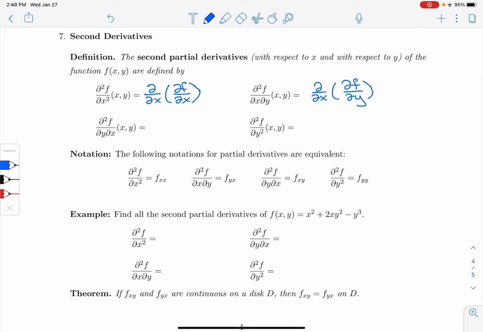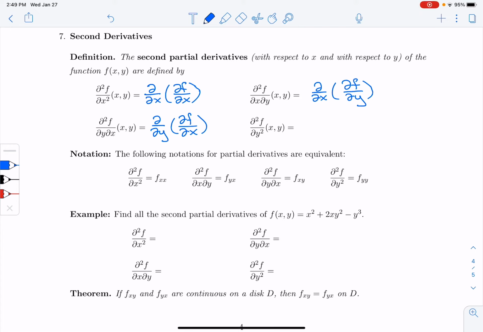So we have d squared f dx dy. That's going to say that I'm going to take the derivative with respect to y first. That's the inside variable. And then I'm going to take the derivative with respect to x. Well, in a similar way, we could take the derivative with respect to y of the derivative of f with respect to x. So first I take the x derivative, and then I can take the y derivative.